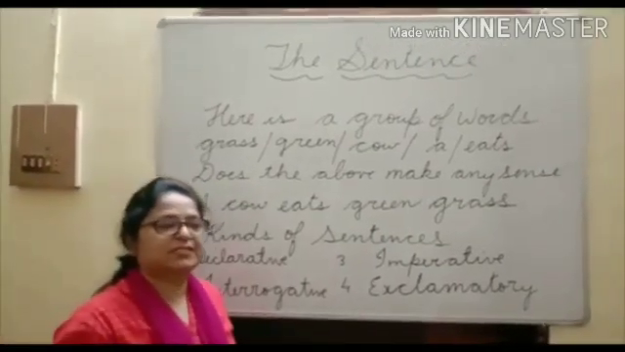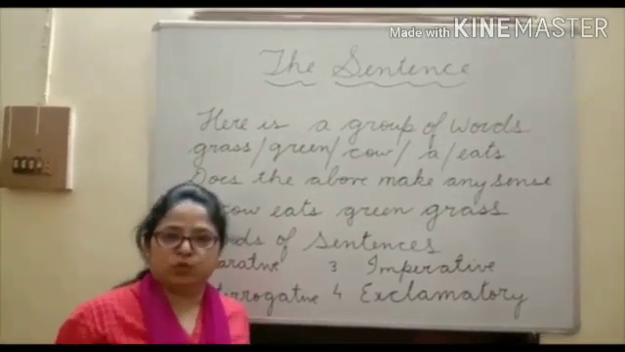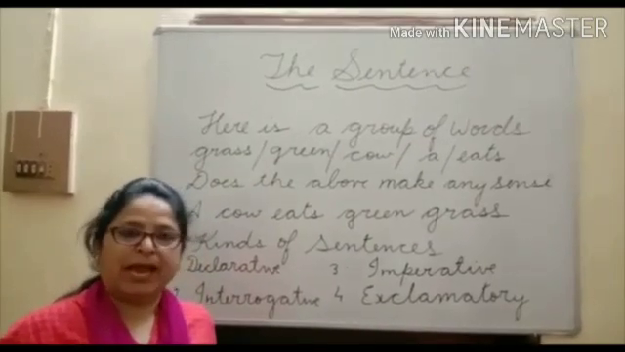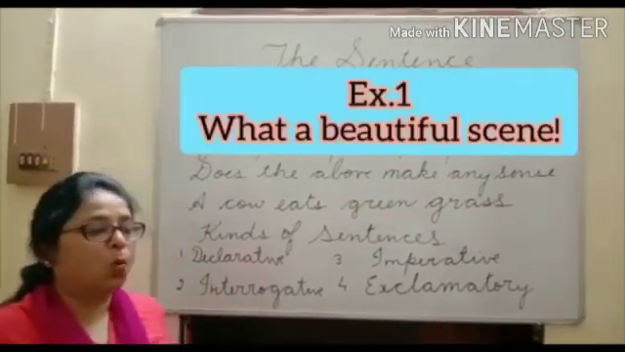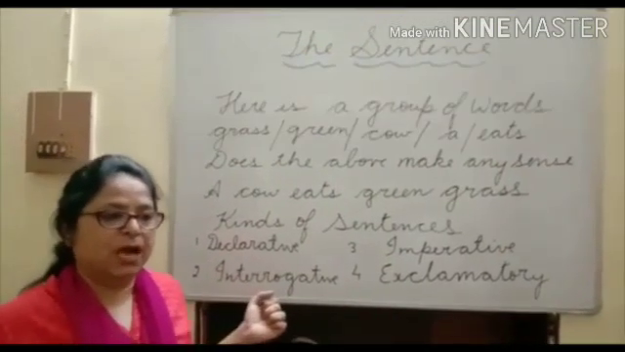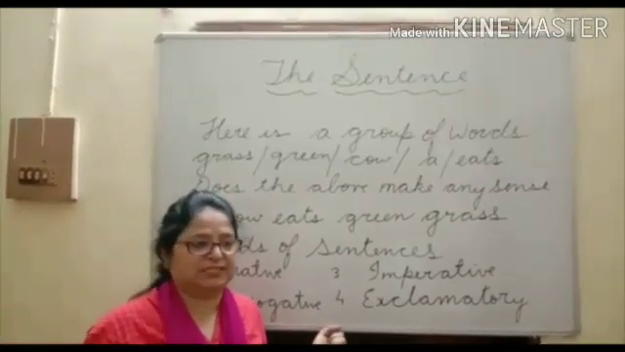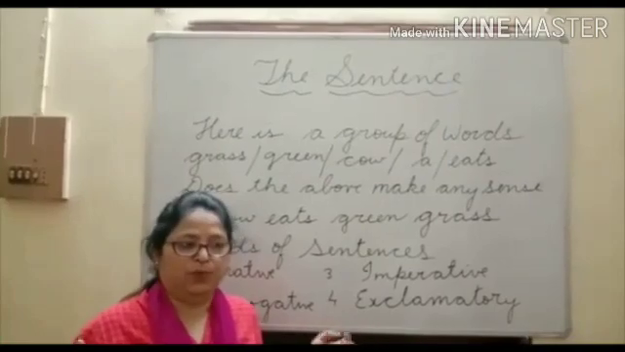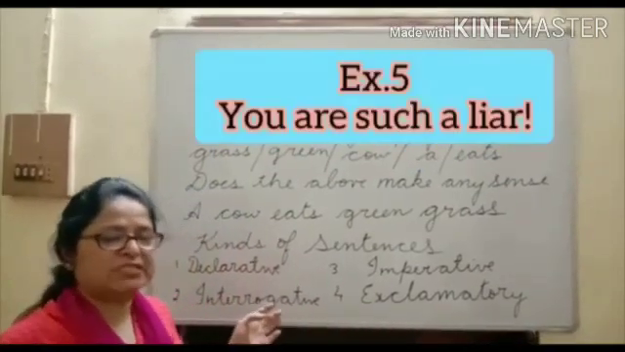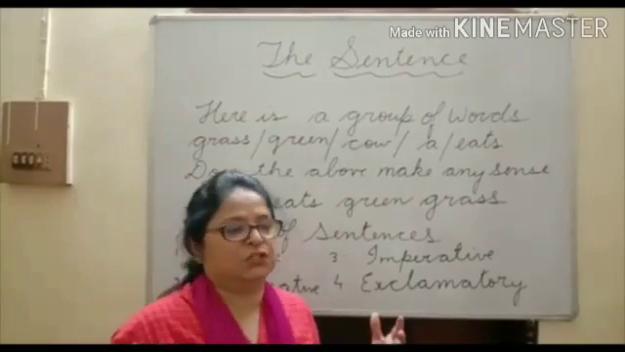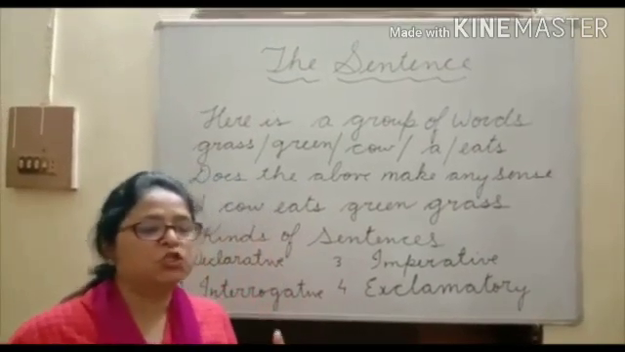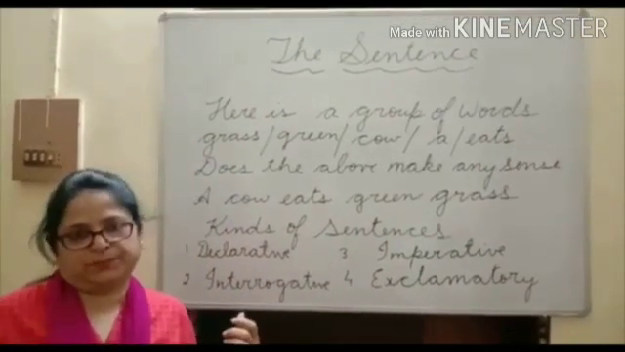Exclamatory sentence expresses a strong emotion or excitement and it ends with an exclamation mark. For example, what a beautiful scene. How well she sings. I love you. I hate you. You are such a liar. All these are exclamatory sentences because they express strong emotions.